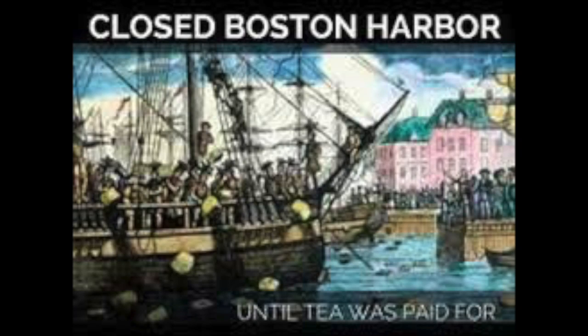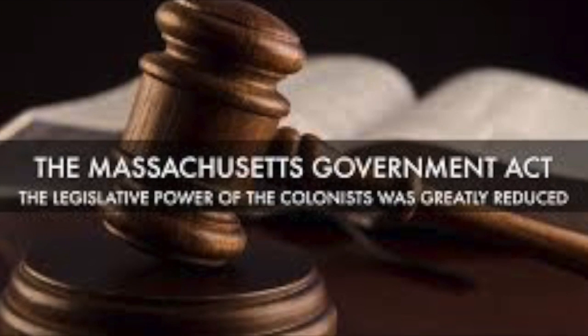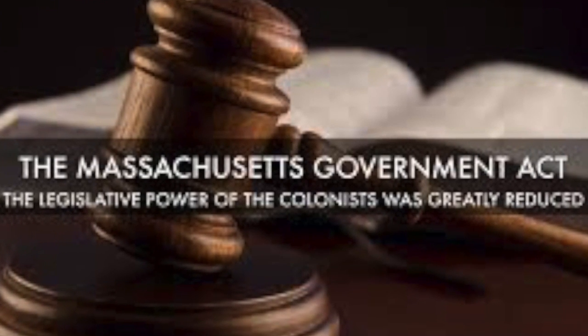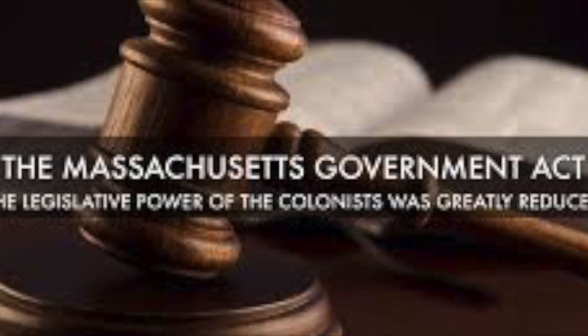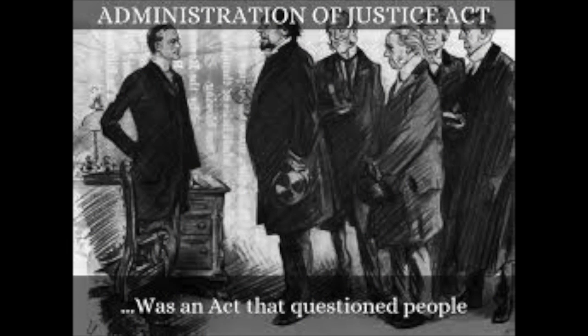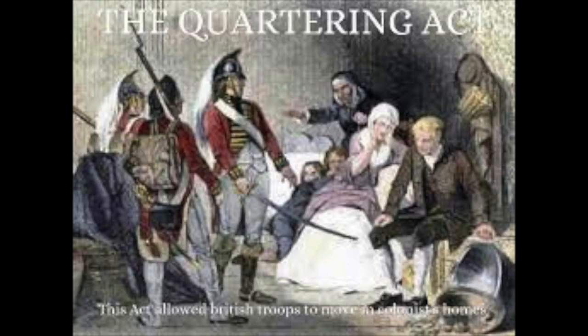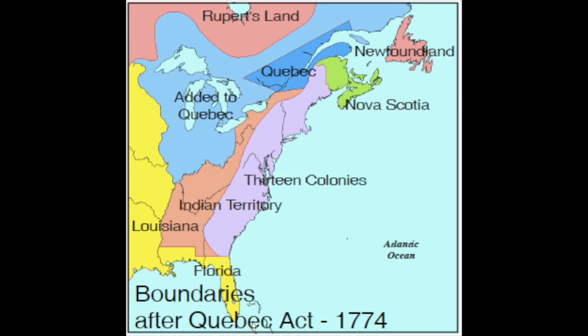These included 1. The Boston Port Act, which closed the port of Boston to all ships. 2. The Massachusetts Government Act, which changed its government, giving more power to the British governor. 3. The Administration of Justice Act. 4. The Quartering Act. And 5. The Quebec Act, which expanded the British Canadian territory.